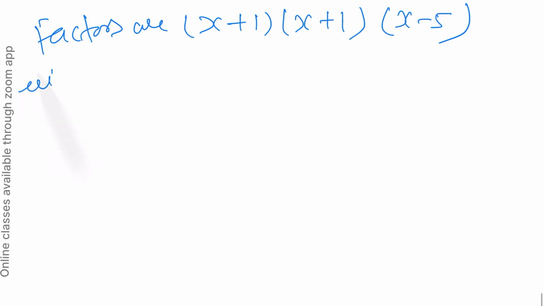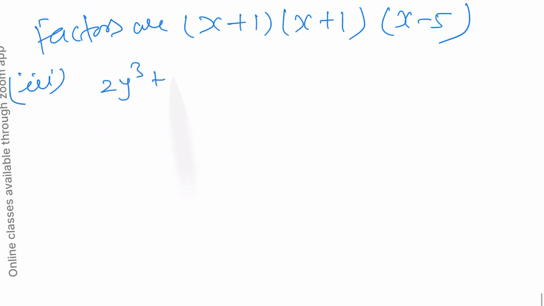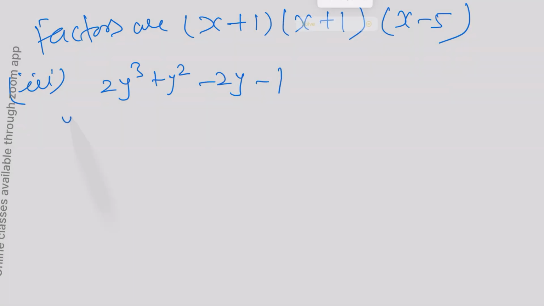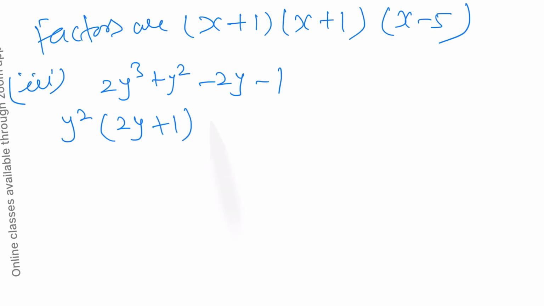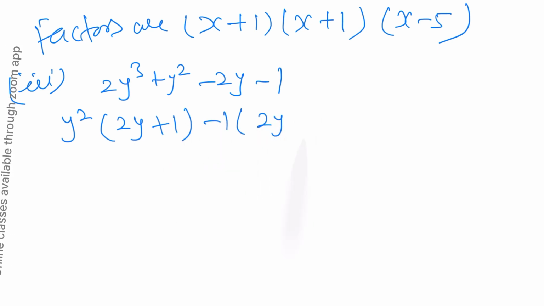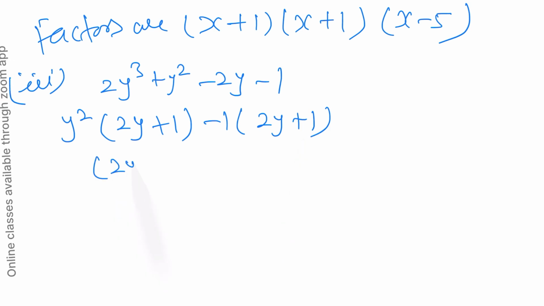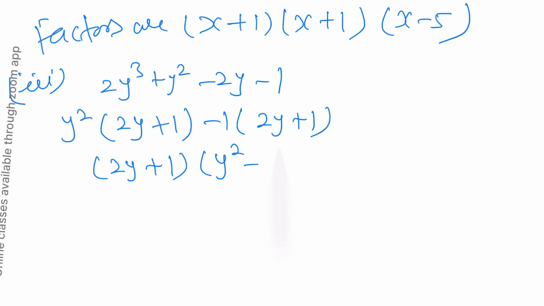Now we have next part, that is 2y cube plus y square minus 2y minus 1. We are taking out y square common from first two, so it remains with 2y plus 1, minus 1 from last two, so it is also 2y plus 1. Throughout 2y plus 1 common, remains with y square minus 1.